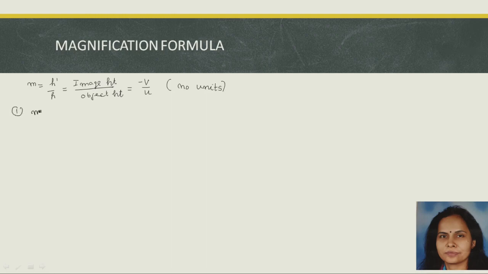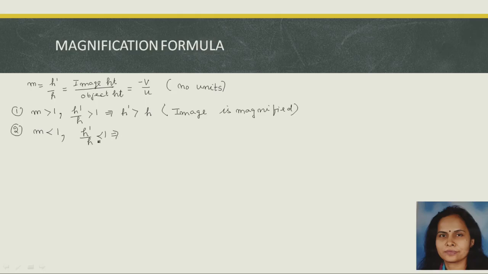So what other information can we get from the magnification? Suppose the magnitude of m is greater than 1. What does it mean? That means h dash upon h is greater than 1, right? It can be greater than 1 only when the numerator is greater, which is image height. So in this case h dash is greater than h, that means the image is magnified. Next, suppose m is less than 1. So the ratio h dash upon h is less than 1, and when can that happen? When h, in the denominator, the object height, is greater than the numerator. So in this case h dash is less than h, so here your image is diminished.